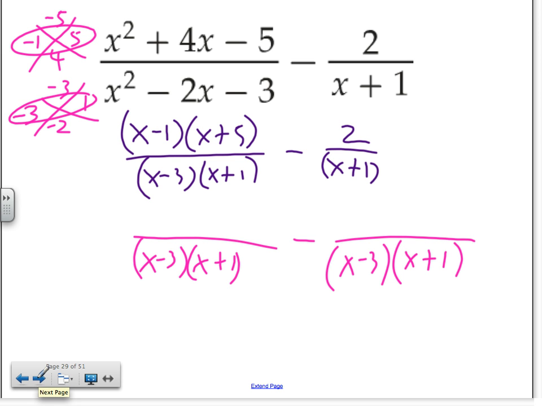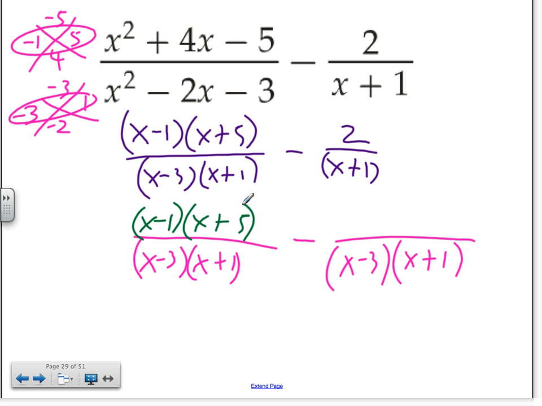Is our old, do we need to multiply anything here to make it look like this? Look at it. Do we need to multiply anything here at all? No. So that means, do we change the top? No. So we just copy it down as is. x minus 1, x plus 5.